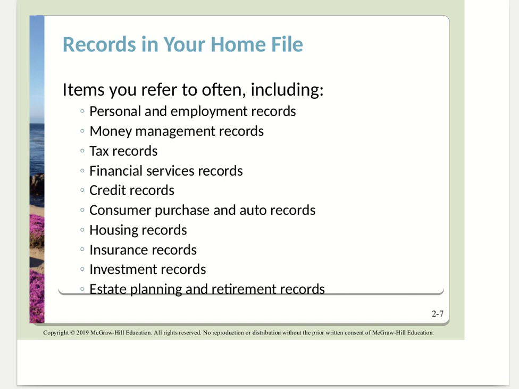Now, the things that we need to make sure that we keep at home. Things like personal and employment records. In other words, maybe you received an offer from an organization; you want to keep that offer letter in there. Tax records: at the end of the year, you need to make sure that you have everything necessary for filing your taxes. Credit records, so that you can see what's happening as far as your credit accounts. Is somebody tapping into some of those things? Things like this. Housing records, insurance, estate planning, and retirement. It's never too early to start thinking about retirement.